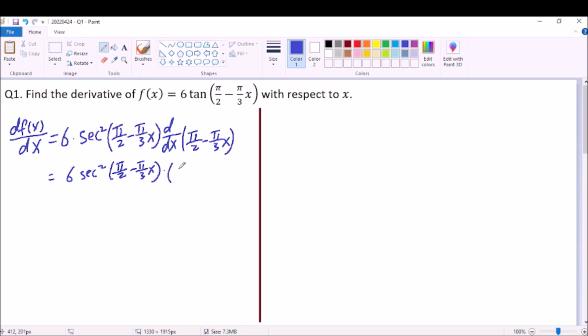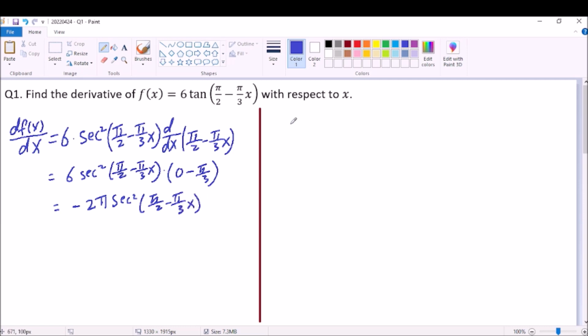Differentiate pi over 2 is 0. Differentiate pi over 3 x is pi over 3. So the final expression is minus 2 pi secant squared (pi over 2 minus pi over 3 x).